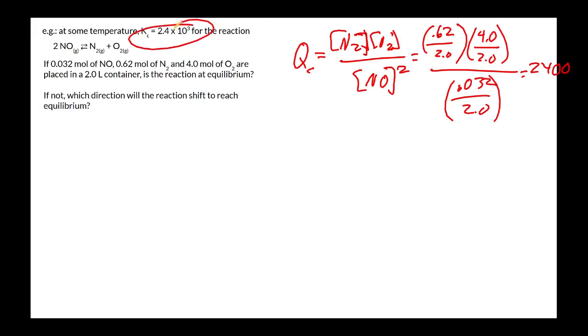And when we look at the value that we're given for Kc, Qc is approximately the same thing as Kc. So that means this is at equilibrium, and we would not expect to see a shift to the left or to the right.